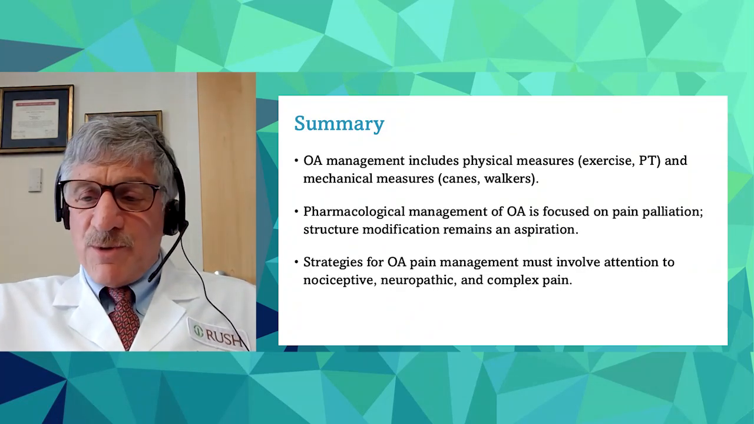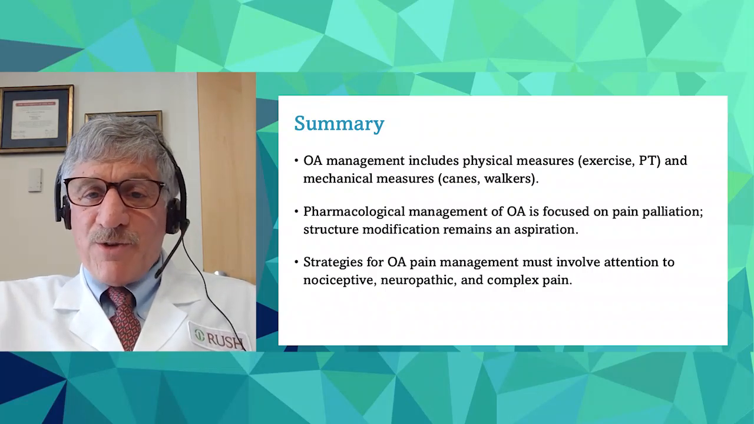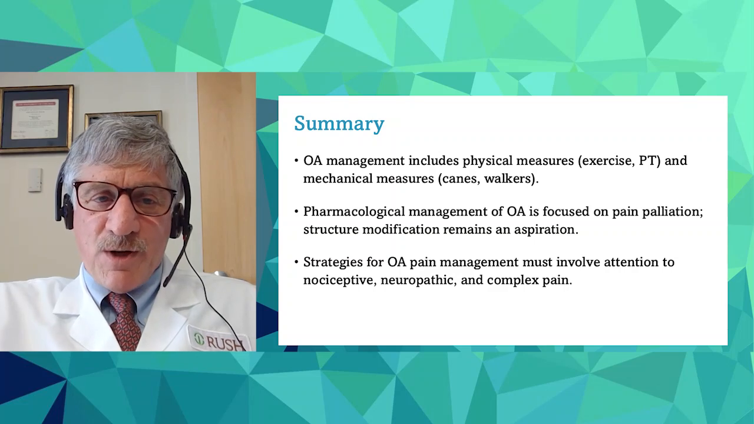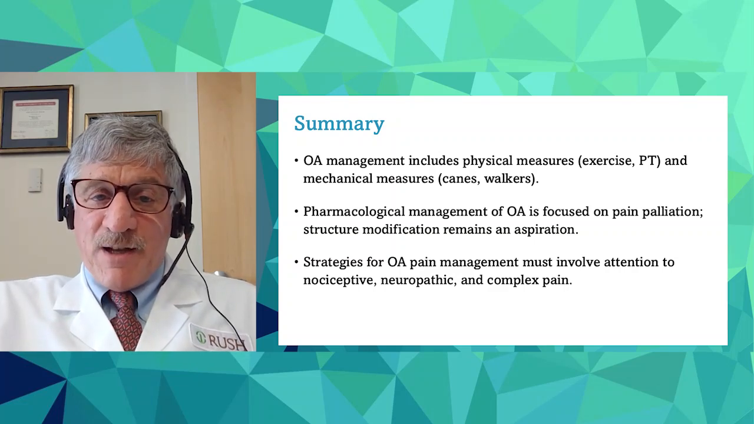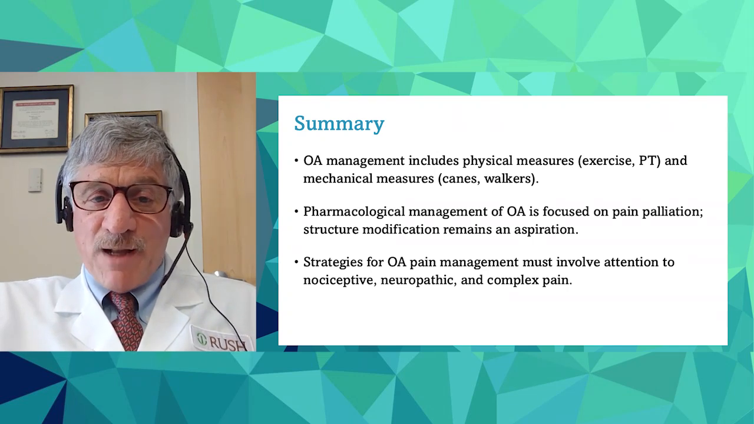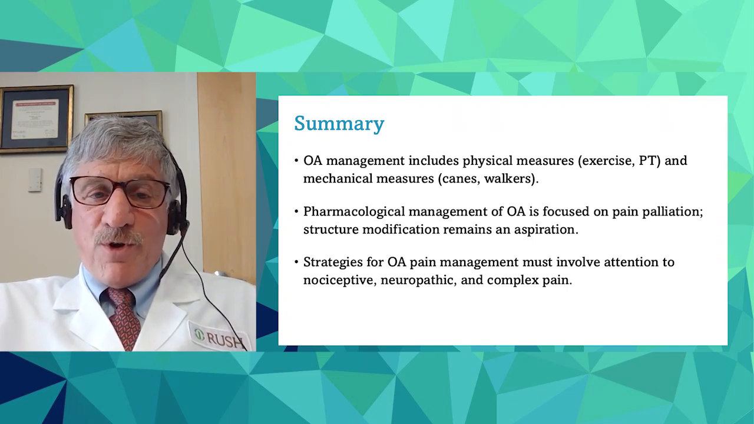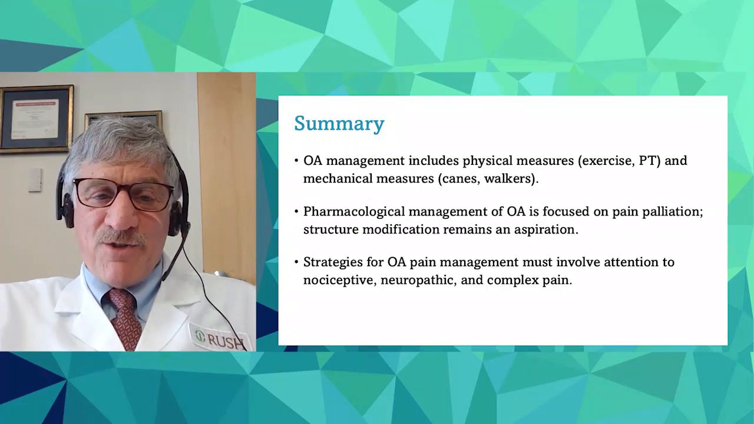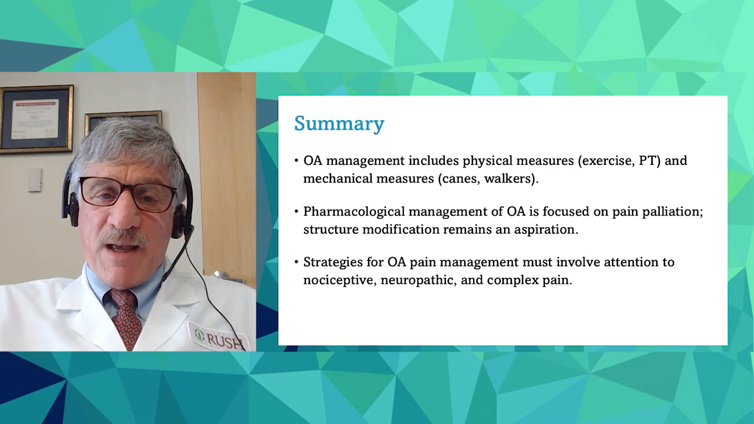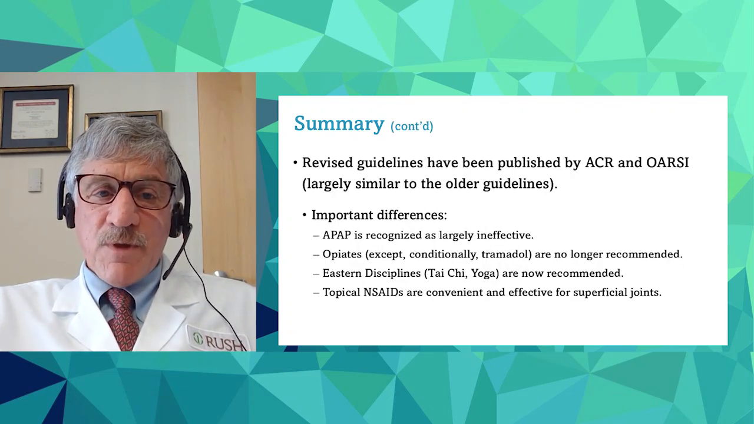So, in summary, OA management includes physical measures, exercise, physical therapy, and mechanical measures. Don't forget canes and walkers. Pharmacological management of OA is focused on pain palliation. Structure modification, unfortunately, remains an aspiration. Strategies for OA pain management must involve attention to nociceptive, neuropathic, and complex pain. If we only pay attention to the nociceptive pain, we will not be doing our job.